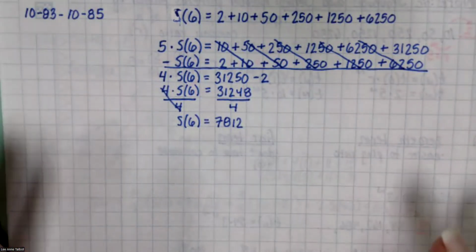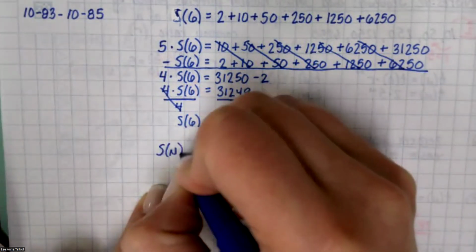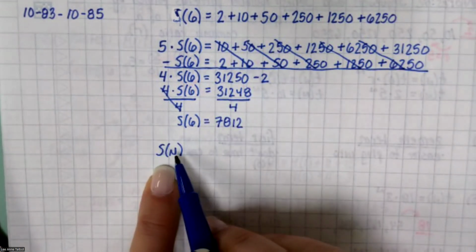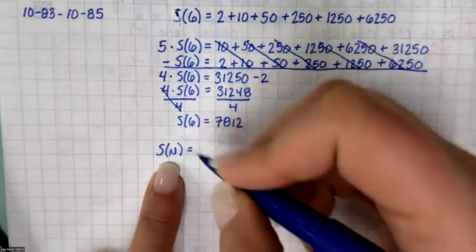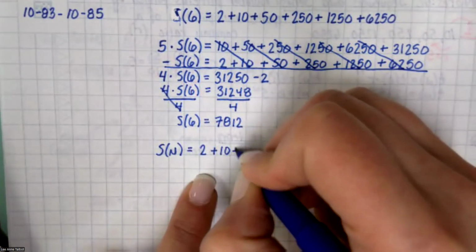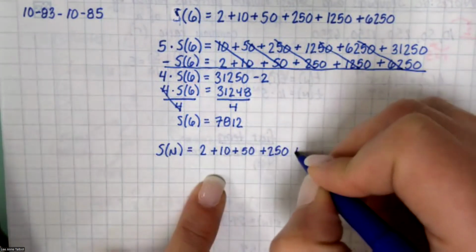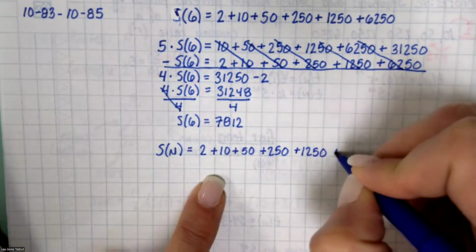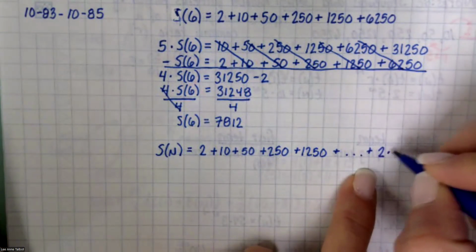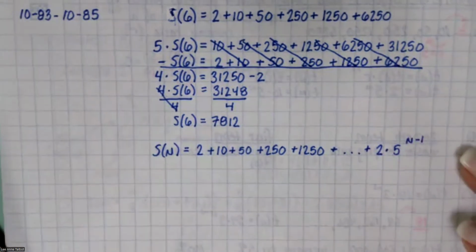That's what derivation is. Okay, so we're going to say the general series that we have here, the sum of n numbers, is 2 plus 10 plus 50 plus 250 plus 1250 plus dot dot dot plus 2 times 5 to the n minus 1.